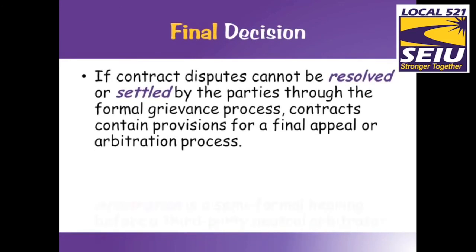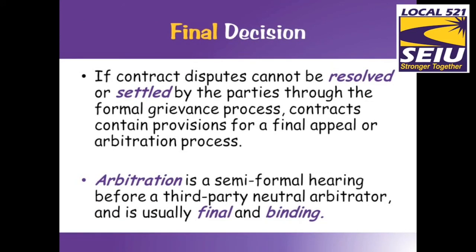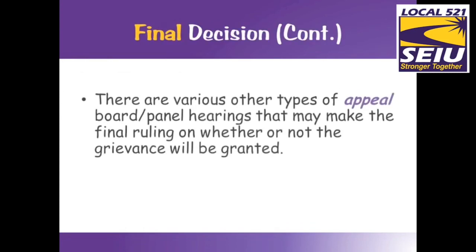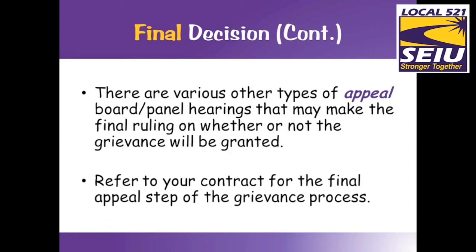A final decision. If a contract dispute cannot be resolved or settled by the parties through the formal grievance process, contracts contain provisions for a final appeal or arbitration process. Arbitration is a semi-formal hearing before a third-party neutral arbitrator and is usually final and binding. There are various other types of appeal board or panel hearings that may make the final ruling on whether or not the grievance will be granted. Refer to your contract for the final appeal step of the grievance process.